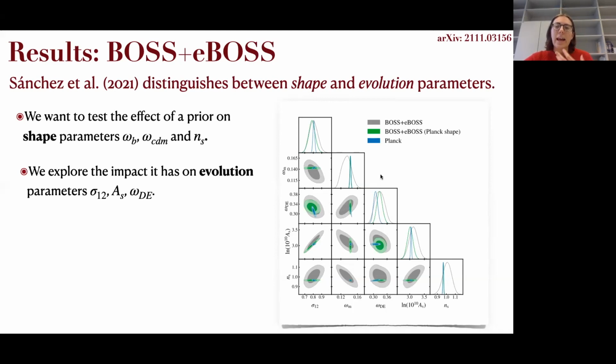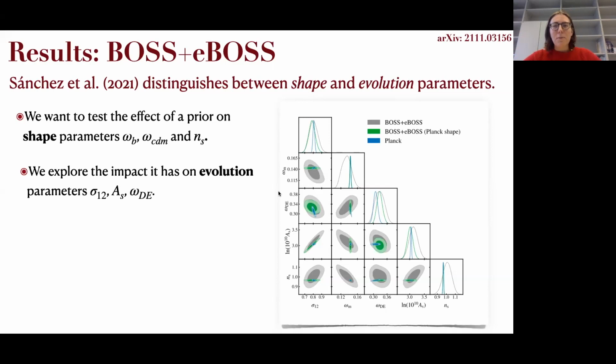And a nice aspect of this test is that we can only measure tension or consistency in parameters that we can constrain. And by imposing these shape priors, we are increasing our constraining power, especially on parameters like dark energy density, which isn't well measured really. So everything is looking good here. Our consistency test is passed.